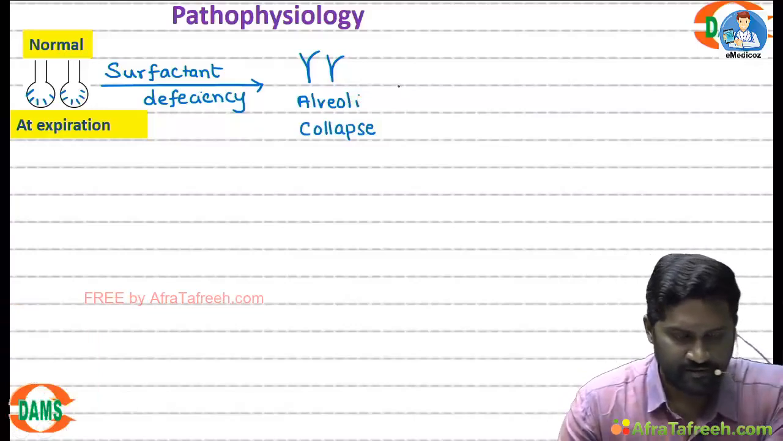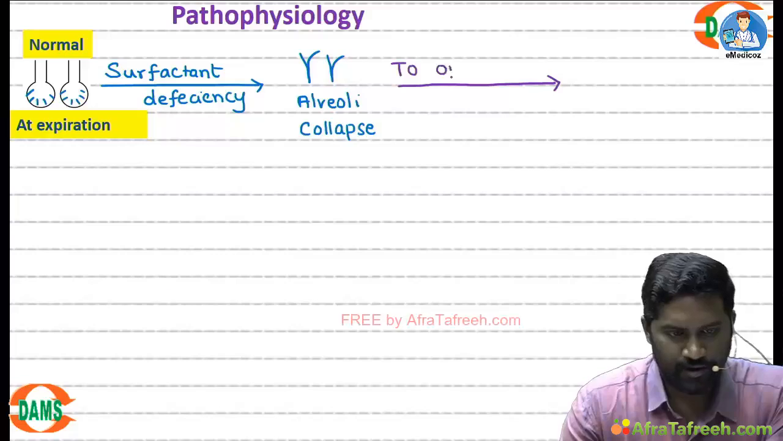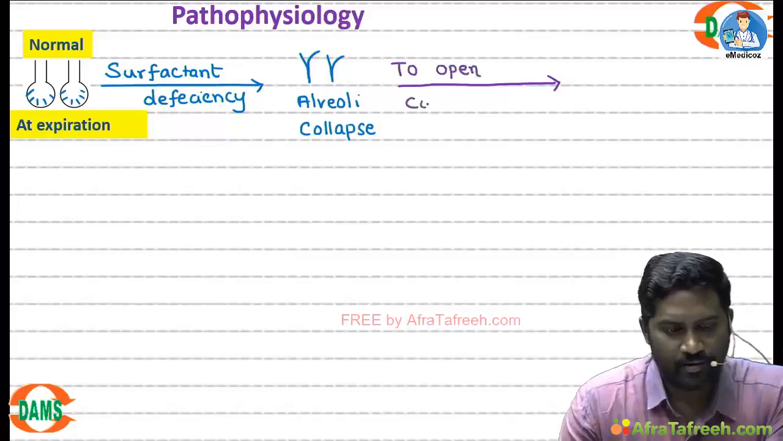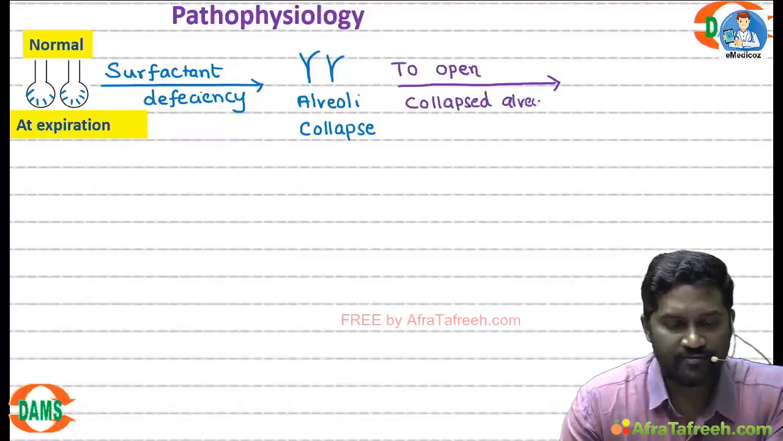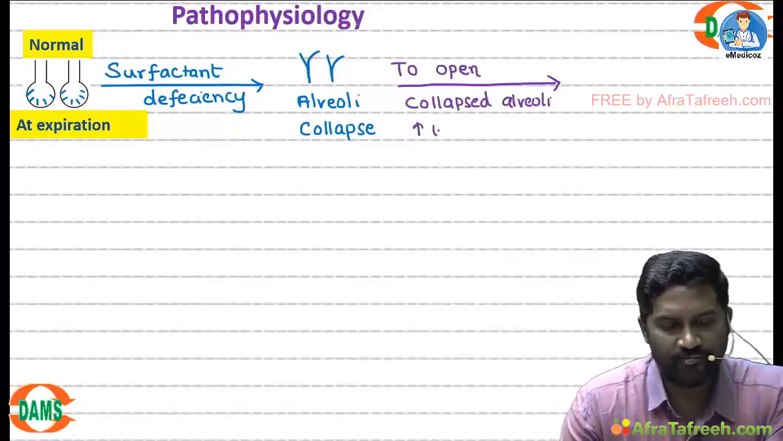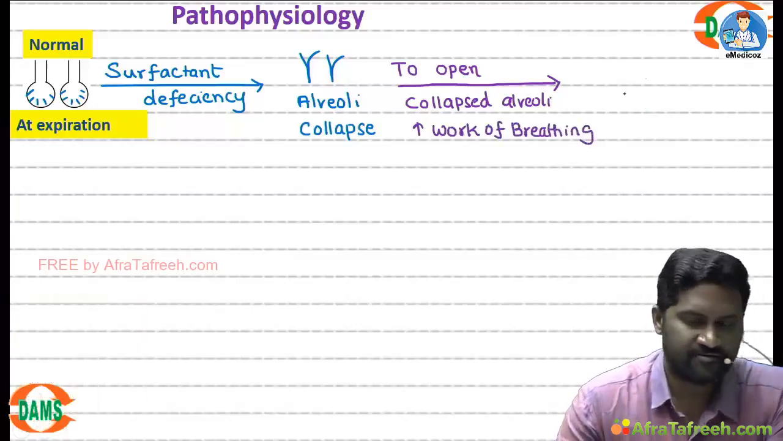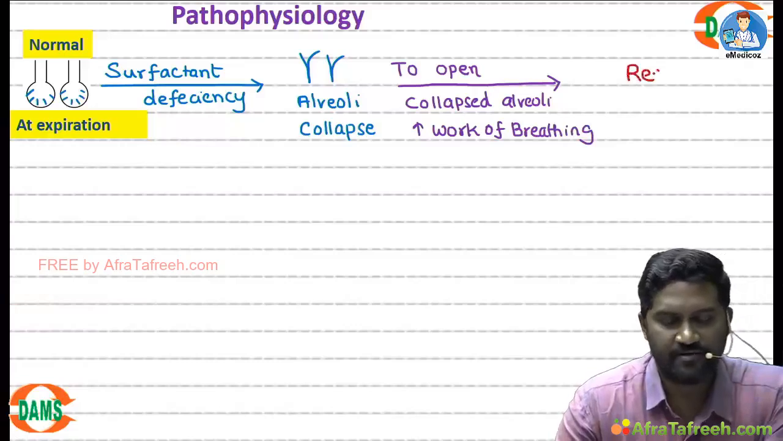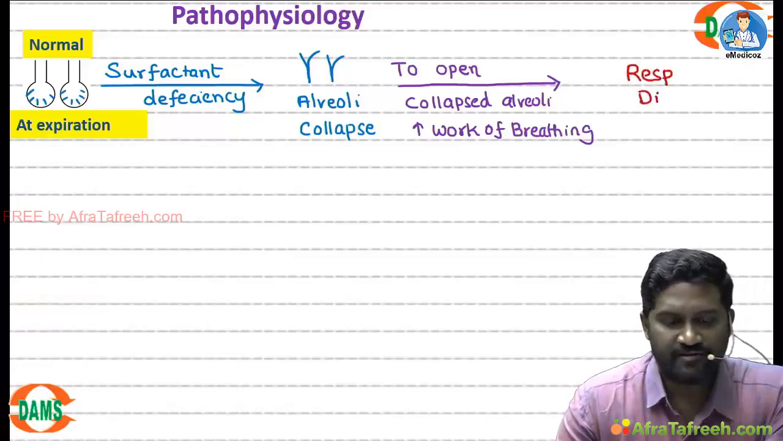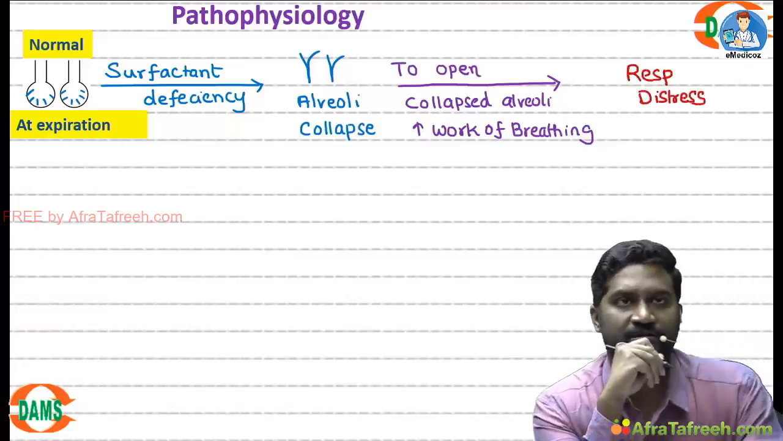Now common sense. To open collapsed alveoli, your body has to generate more work of breathing. So it has to concentrate more on breathing. When somebody is putting more effort into breathing, will they be relaxed or will they be in distress? They will be in distress. Because respiratory distress is happening very early after birth, it is called neonatal respiratory distress syndrome.